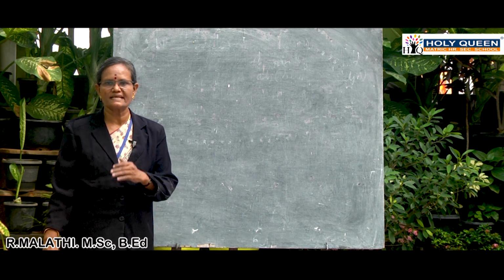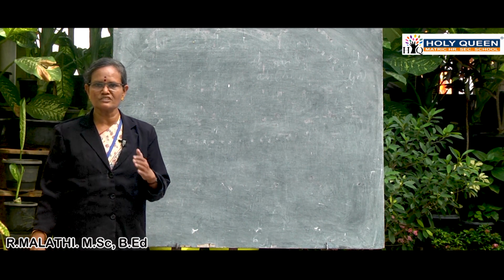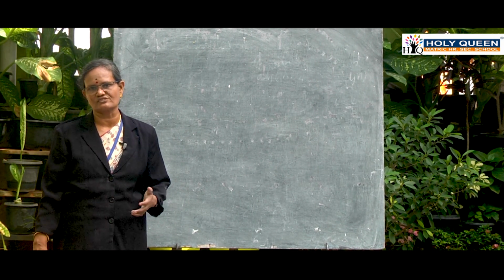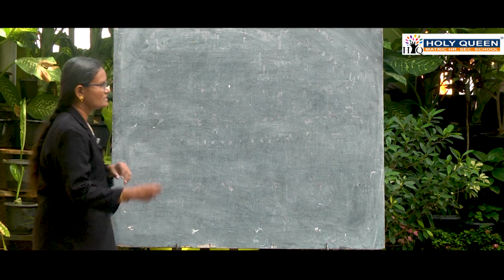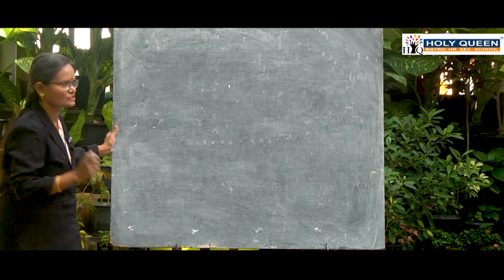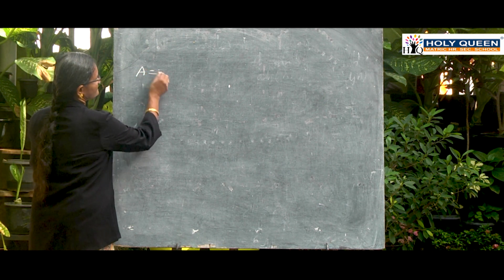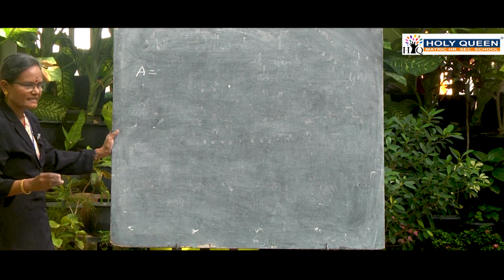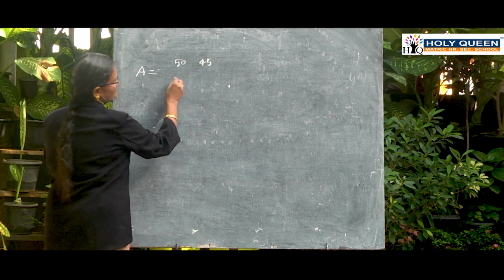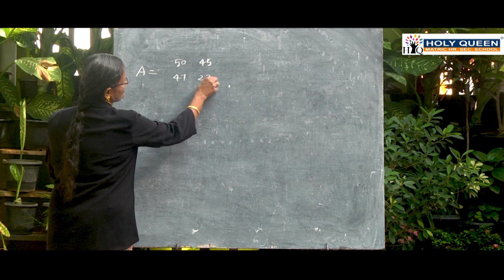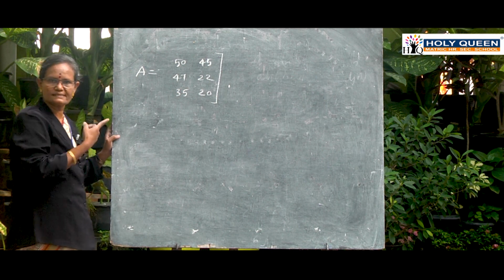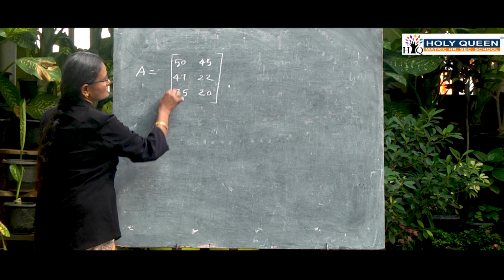First of all, what is a matrix? A matrix is the arrangement of numbers or elements within a square bracket or parenthesis. Now let us see one example for a matrix. Matrices are always denoted by capital letters only. Here matrix A is an arrangement of the numbers 50, 45, 47, 22, 35, then 20, all these elements covered within the square bracket.